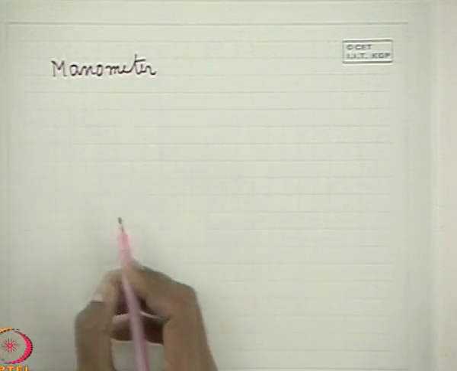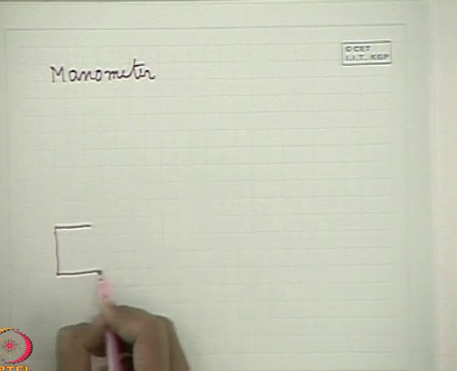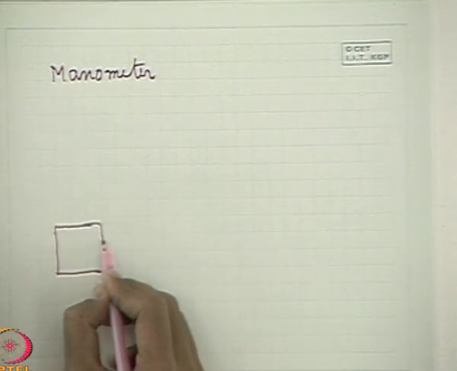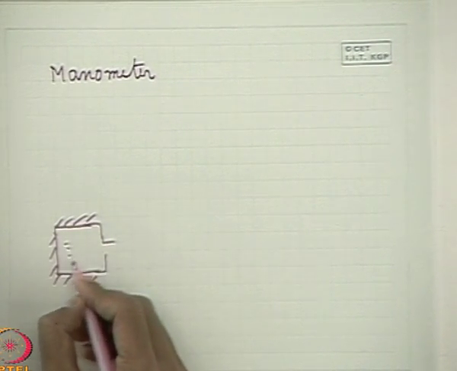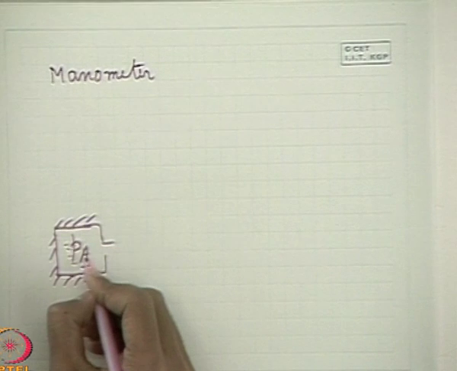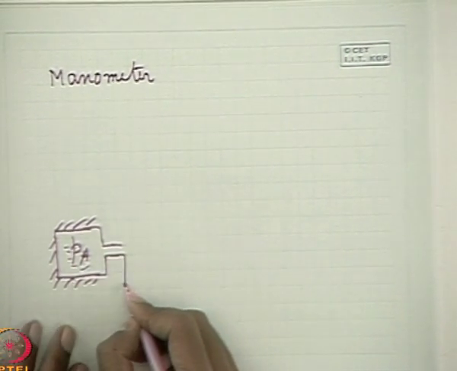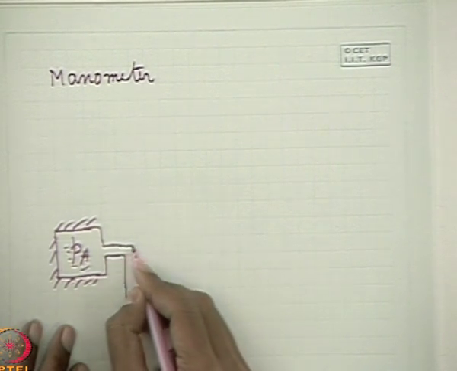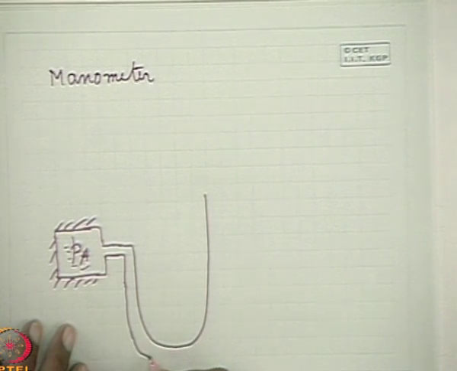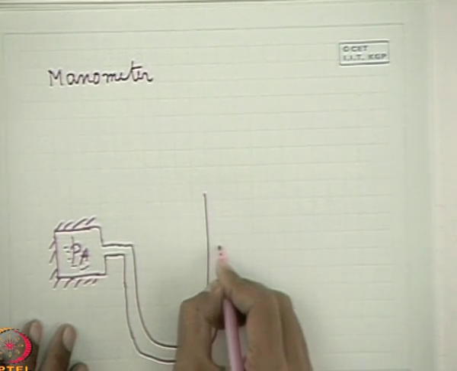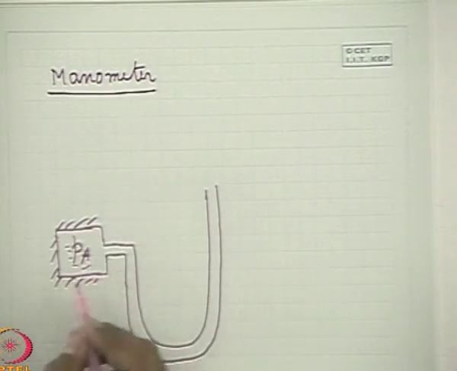Manometer is very simple. Now let us consider again a system, a body where the fluid pressure is PA. So manometer is just like that. A U tube, a tube in the form of a U, a transparent tube, is used. This is known as manometer. A U tube is attached.